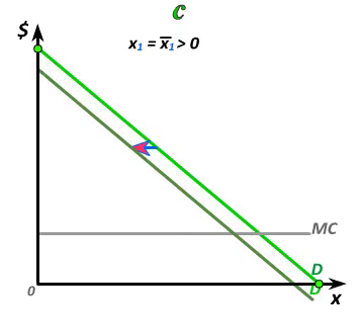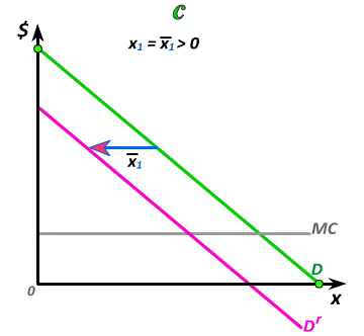Next, suppose that firm 1 is producing x1 bar greater than 0. In that case, firm 2 would not have the green market demand curve as its own demand curve, but rather a new magenta residual demand curve, where we subtract the quantity that firm 1 has produced from the market demand curve.